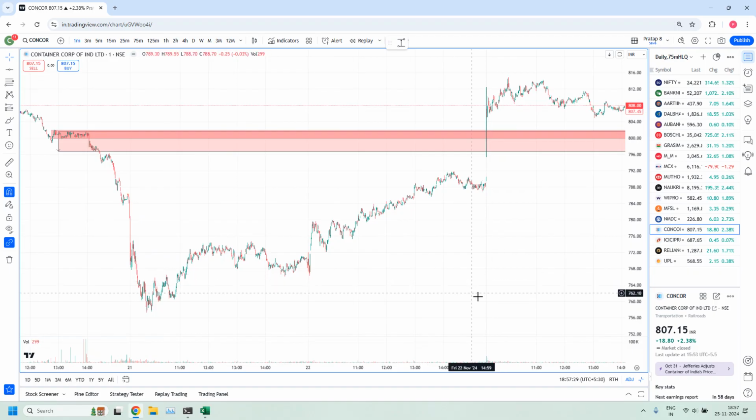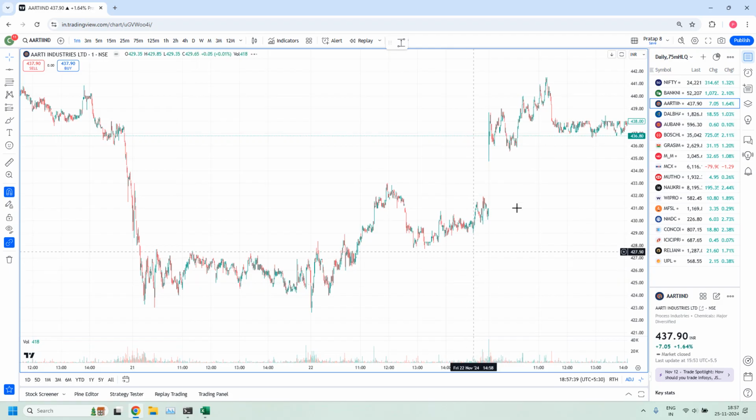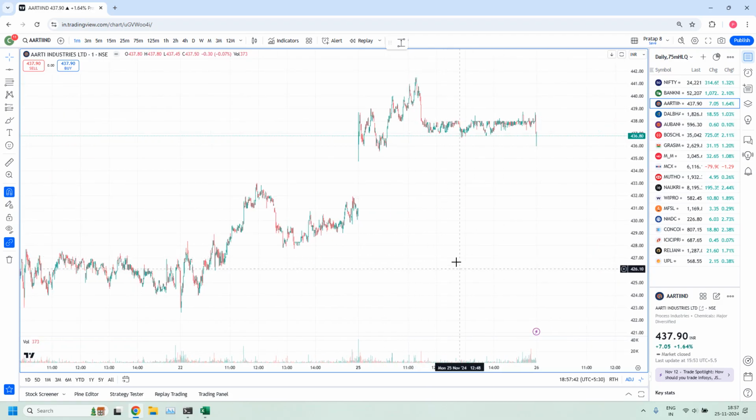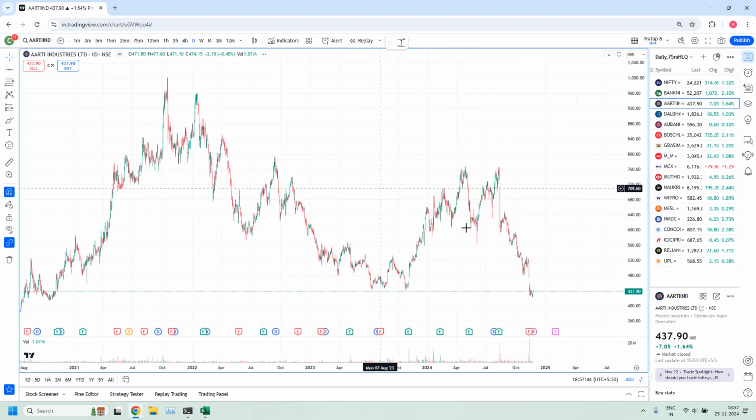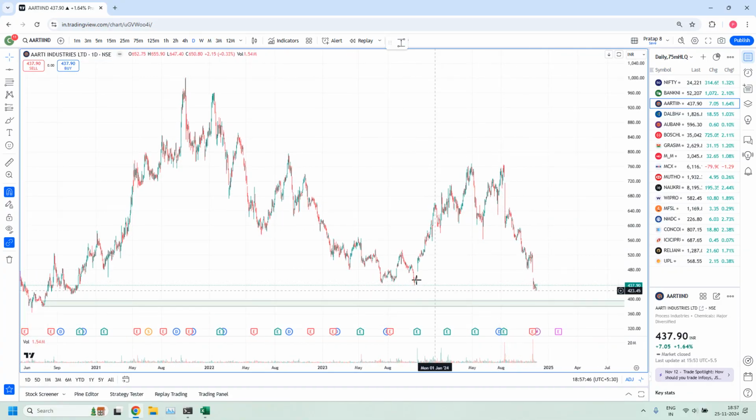And the remaining zones, there are no entries. Even in a few zones prices entered, but they didn't enter up to our fine-tuned areas. Let us look into the remaining stocks quickly. Aarti Industries, I already told you, this is a daily zone, and there was a demerger, and this price structure is not proper in TradingView. We are ignoring this stock.